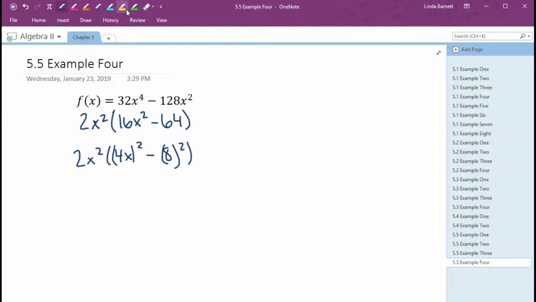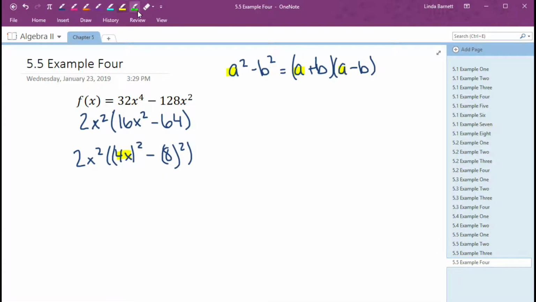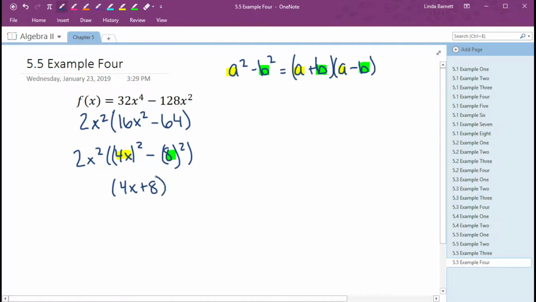So I'm going to follow my rule that says a squared minus b squared is going to be equal to a plus b times a minus b. So anywhere I see an a, I put in this stuff. My a value is going to be 4x, and my b value is going to be 8. So anywhere in this rule that I see a b, I'm going to replace it with an 8. So that's going to look like 4x plus 8 and 4x minus 8.